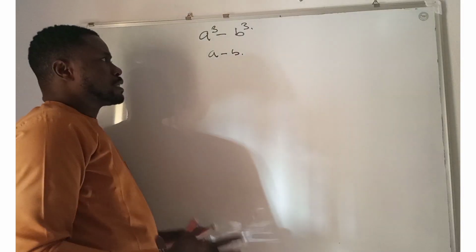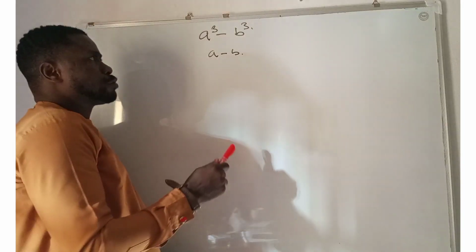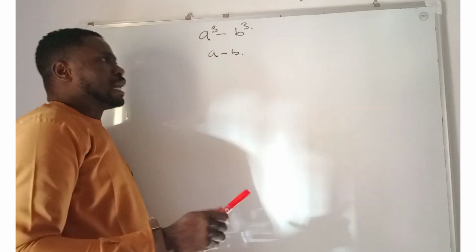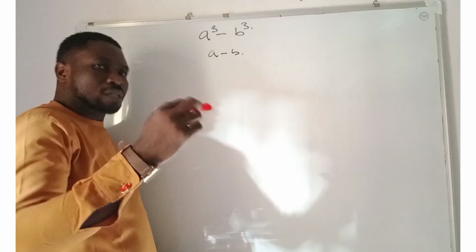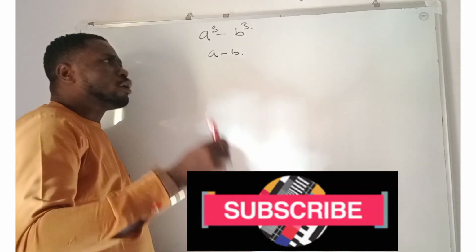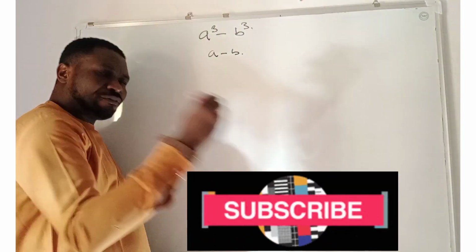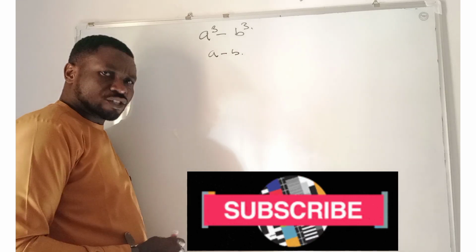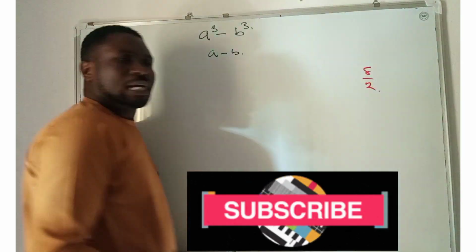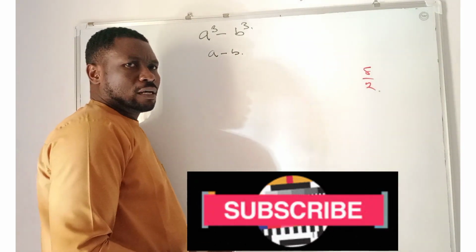Now, if we say a minus b is the first factor, we have to be sure that a minus b can divide this without any remainder. Remember that for you to say that an expression or a number is a factor of another, it means that it is divisible by that. It means that that number can divide the expression with a remainder of 0. If I say that 8 has a factor of 2, it means that 2 can divide 8 without a remainder.